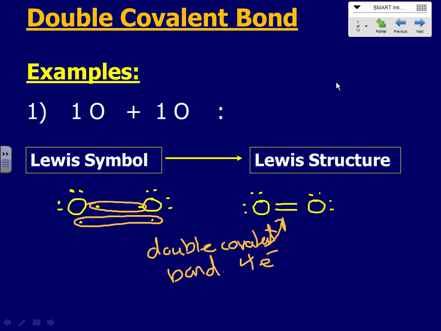Let's check for happiness here. How many electrons are surrounding that oxygen? 8. How many electrons did we start with in total? 2, 4, 6, 8, 10, 12. Do we have 12 electrons in total? 6 and 6, right? How many electrons are in my final structure? 12. So that's a good structure. Everybody's happy, and we didn't lose or gain any electrons.